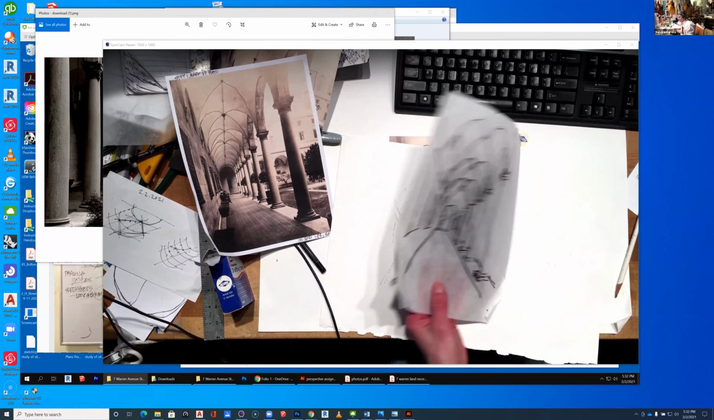Oh, I moved this. Uh-oh. This could be trouble. See if I have it there.